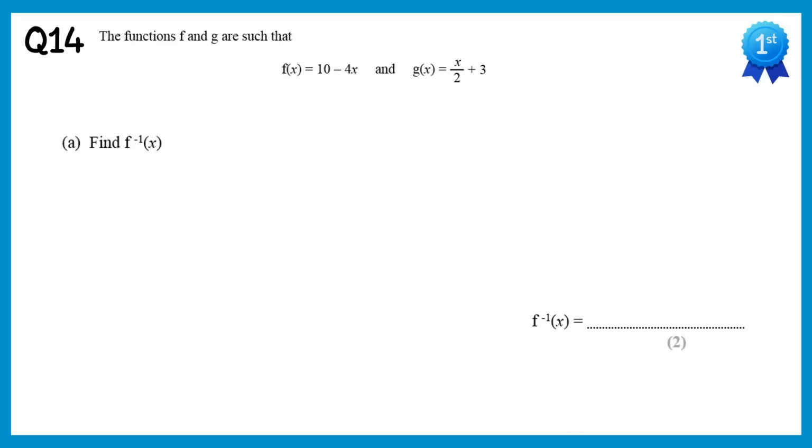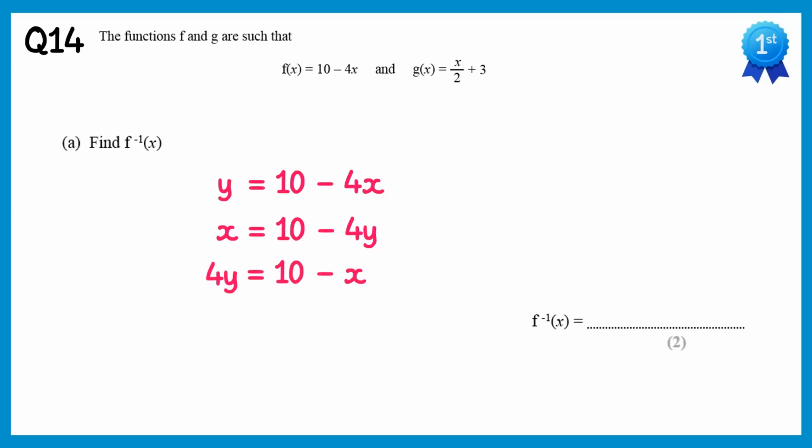For part A of this question, we need to find an inverse function. So we have f of x, which is 10 minus 4x, so we'd write y equals 10 minus 4x. If we then switch x's and y's around, so we have x equals 10 minus 4y, we now need to make y the subject. What I would do here is take x from both sides and add 4y to both sides, so you'll get 4y equals 10 minus x, and then divide both sides by 4, which will give you y equals (10 minus x) over 4.